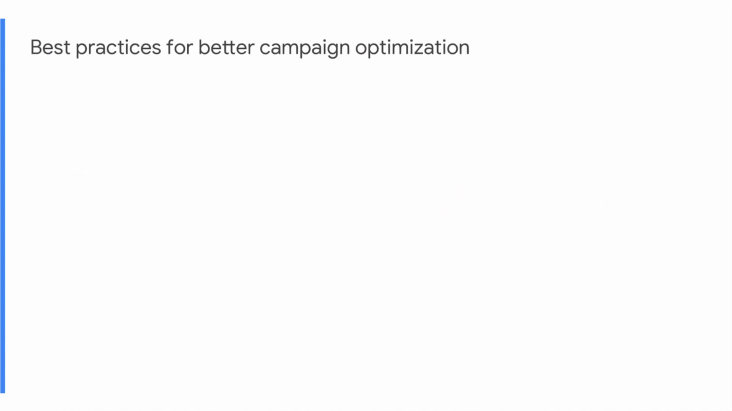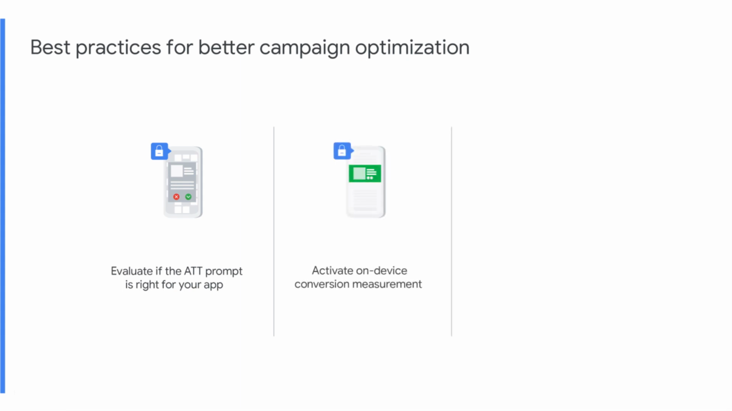Finally, to best position your app campaign for quality optimization and better performance, keep the following in mind. Evaluate if the ATT prompt is right for your app. More observable conversions may help with campaign optimization and modeling. If your app has significant user sign-in and/or collects consented email addresses, activate on-device conversion measurement through the Google Analytics for Firebase SDK. Lastly, ensure full creative diversity in your iOS app campaigns, inclusive of text, images, and video, to best reach high-opportunity users when the moment is right.